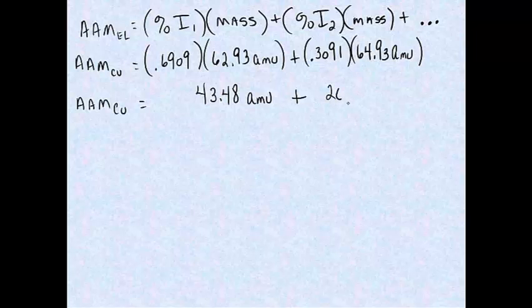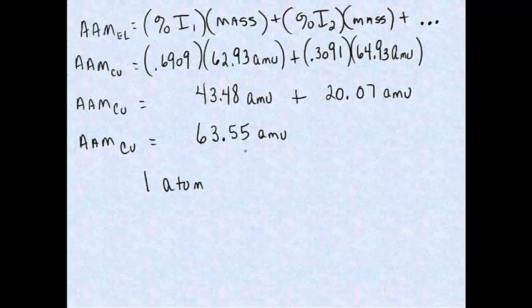And I would expect this one to be smaller because it is the smaller percentage. And that's the mass right here. This is the mass of isotope number 2 in elemental copper. And the sum of the two gives me 63.55 AMUs. 1 atom of elemental copper is 63.55 AMUs, which if you go to the periodic table is the correct answer.